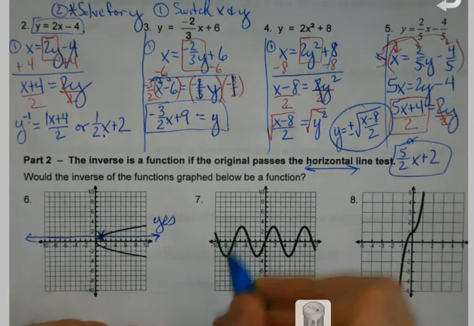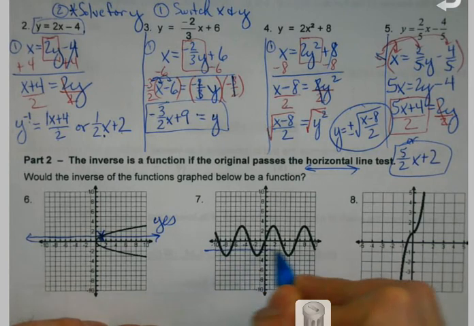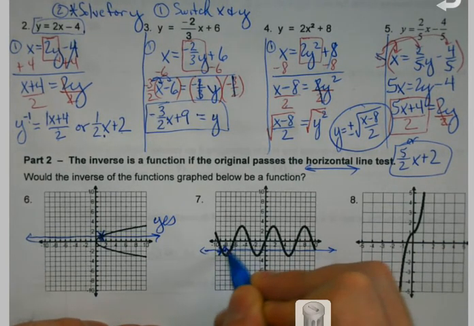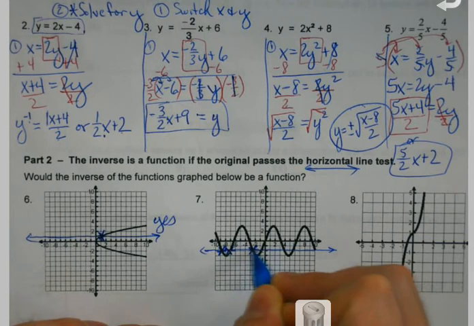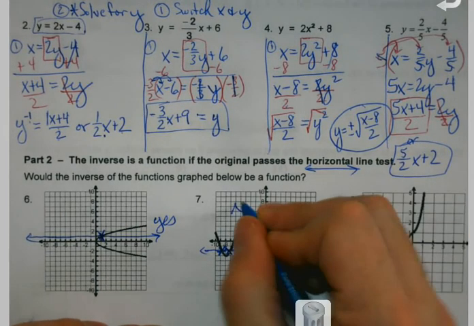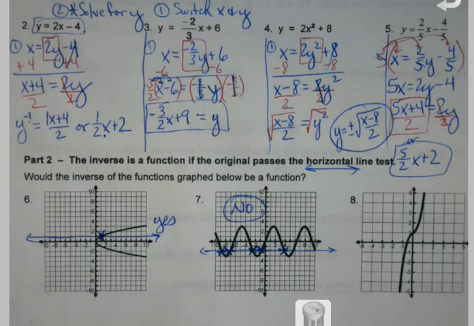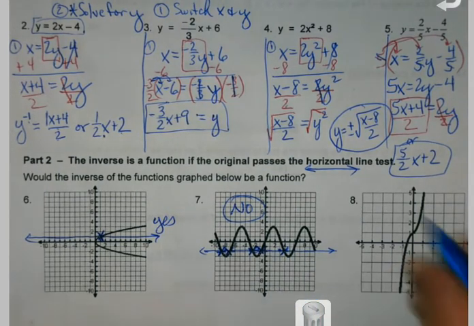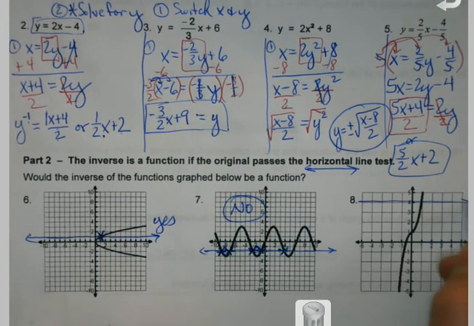If I draw that horizontal line through and it goes through lots of points in the graph, yowzers. Okay, that gets my point across. Any more than one point that it goes through, it's going to be no. Their inverse would not be a function. So if I were to draw the mirror image of this, it would not work along that line. But again, anywhere works.